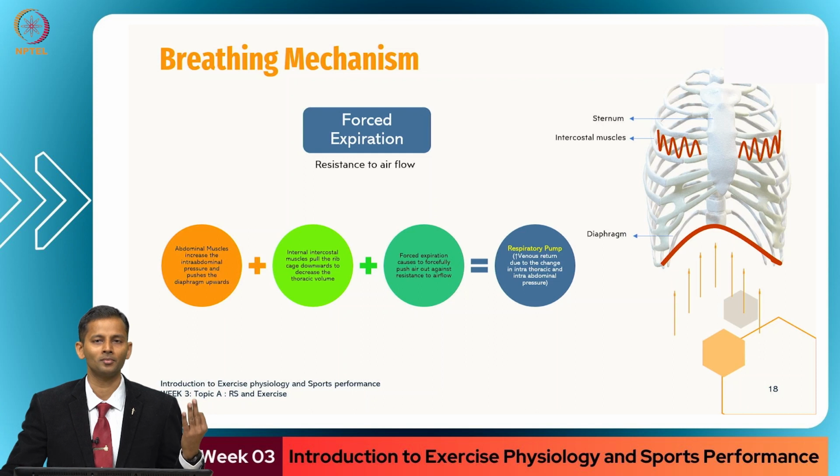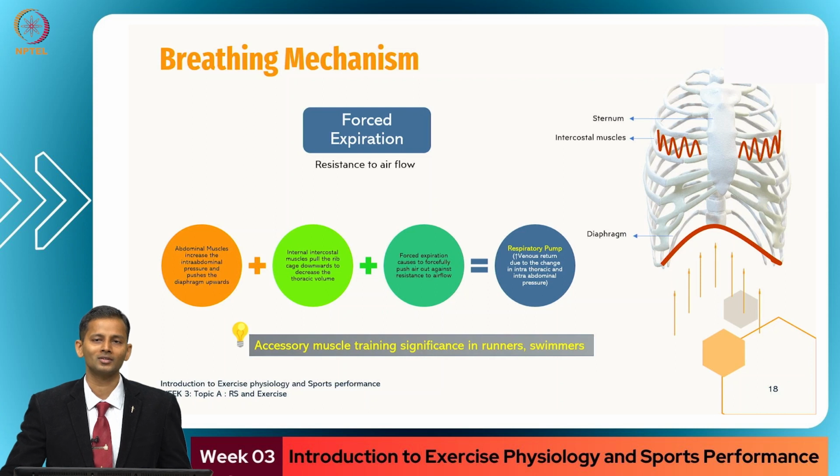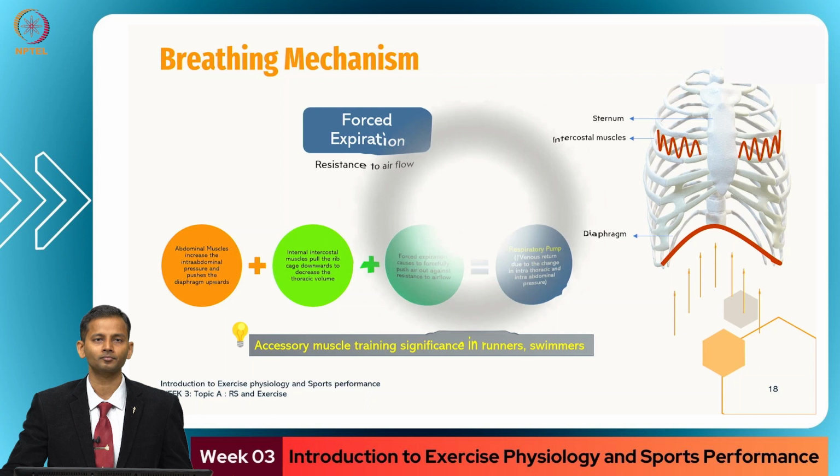So we have three pumps. The main pump is the heart, the peripheral pump is the calf muscle, which we discussed in the cardiovascular module, and here we have the respiratory pump. So what's the significance? Exercise training of these respiratory muscles will help in further enhancing their respiratory capability, especially in terms of runners and swimmers.